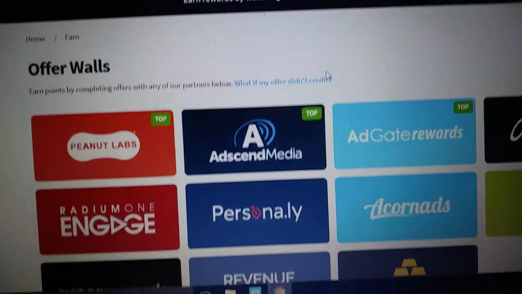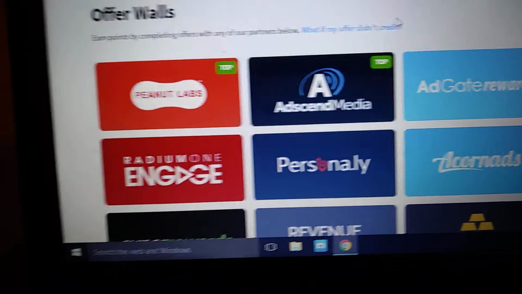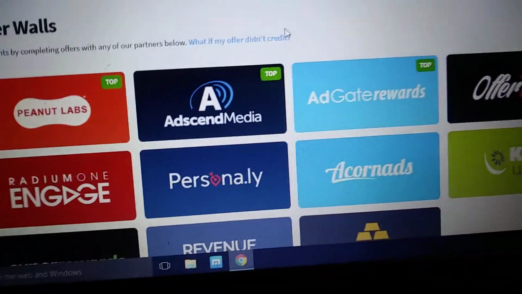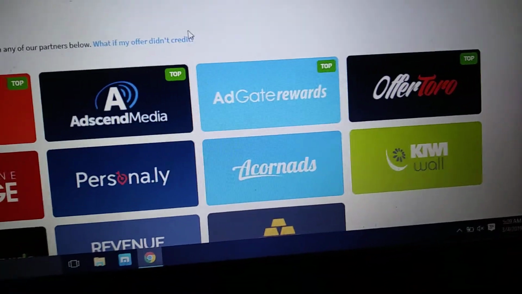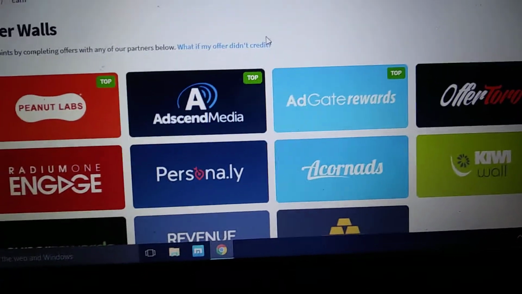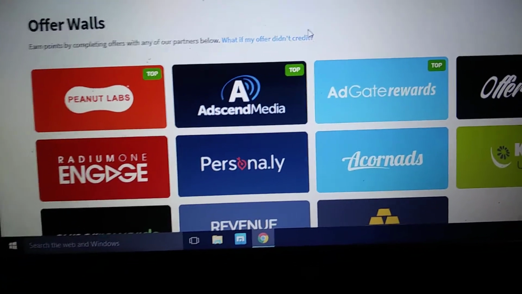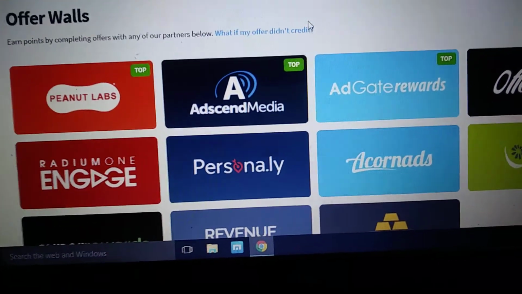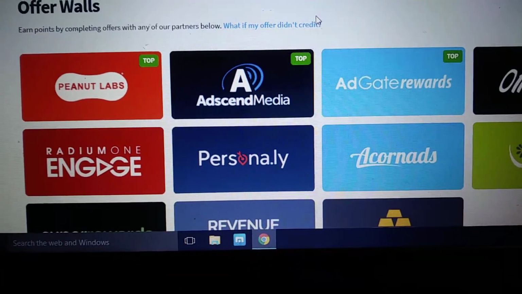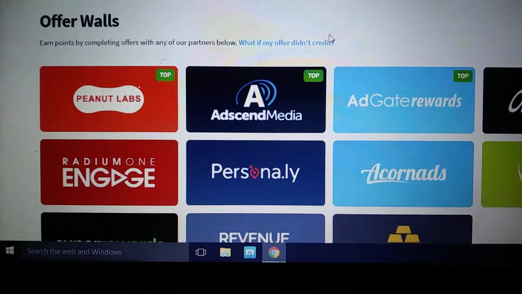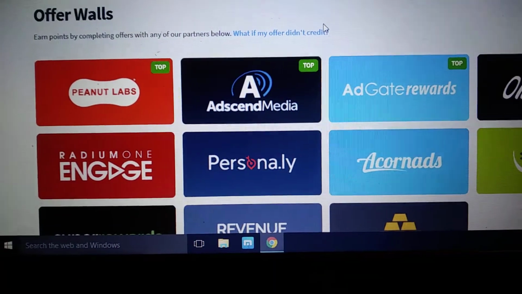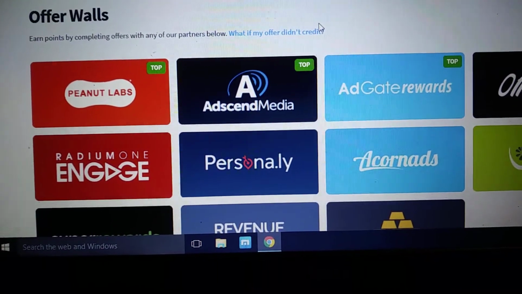And like I said, this site has various different offer walls. They have Radium One, Engage, Acorn Ads, Offertoro, the typical offer walls that you would see in most get paid to sites. So this site has been around for a while. They do pay. I know around the holidays, like Christmas, they give a lot of bonuses. This past Christmas, from December 1st to the 25th, you get some kind of bonus.